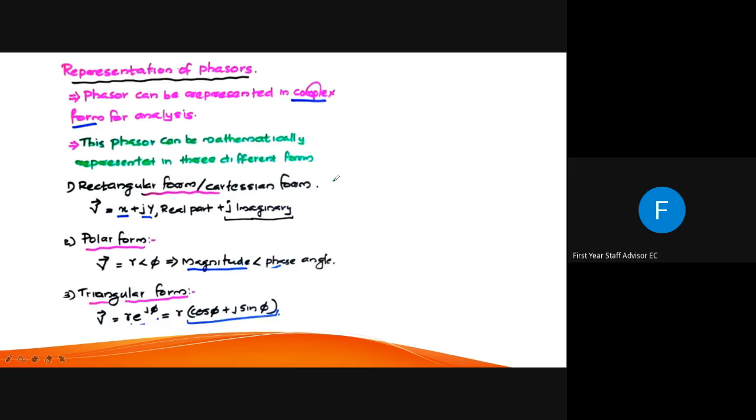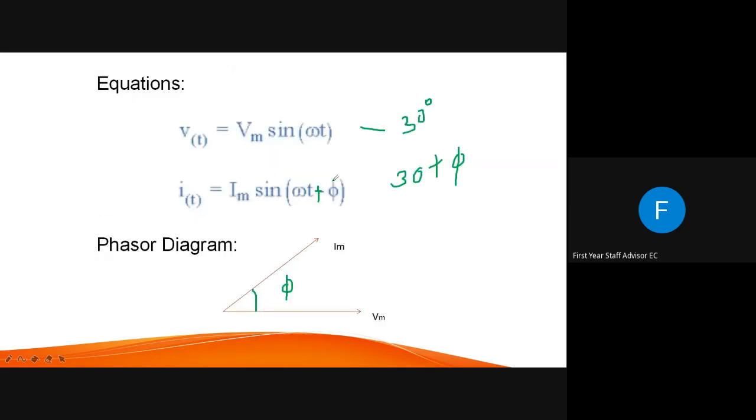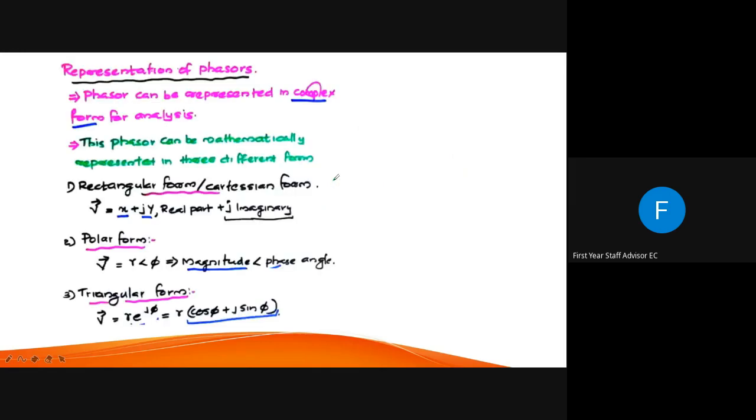Okay, now about the representation of a phasor. How to represent a phasor quantity? We have seen only diagrams till now. How to convert it into a form of terms where we can do some mathematics on it? That is what we are going to discuss. There are three different methods by which we can represent a phasor quantity. Normally phasors are represented in complex form. Complex form means it has both real and imaginary parts.